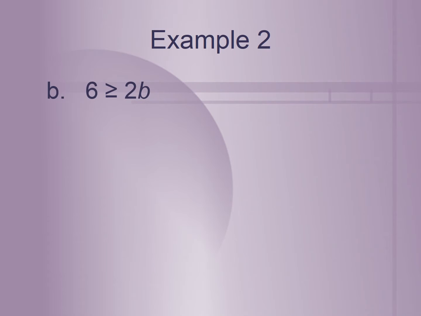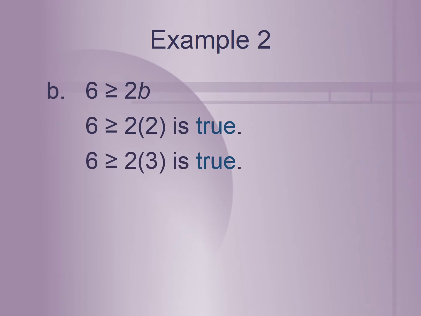Let's try another one. 6 is greater than or equal to 2 times B. So if we let B be 2, then we get 6 is greater than or equal to 2 times 2, which is true. If we let B be 3, then we get 6 is greater than or equal to 2 times 3, which is also true because 2 times 3 is 6, and 6 is greater than or equal to 6. It's actually equal to, so it's still a true statement.